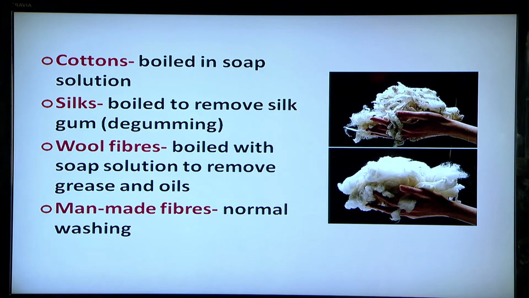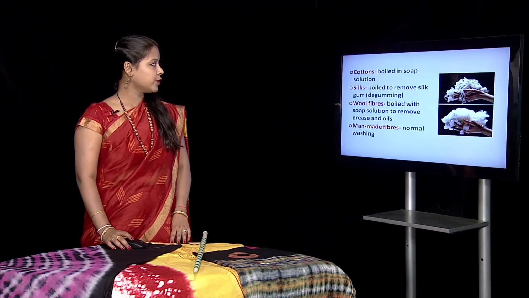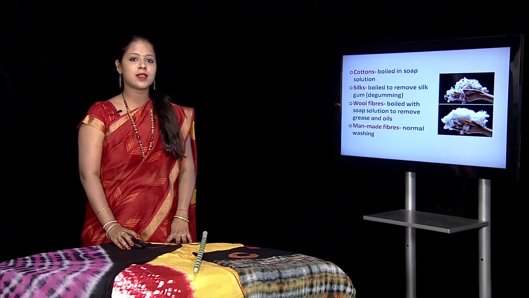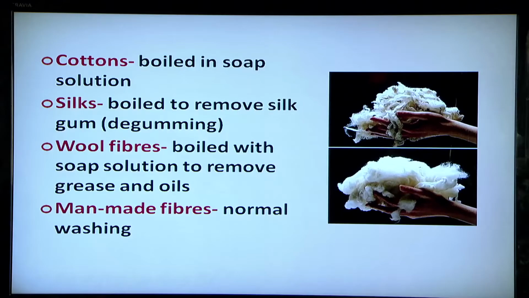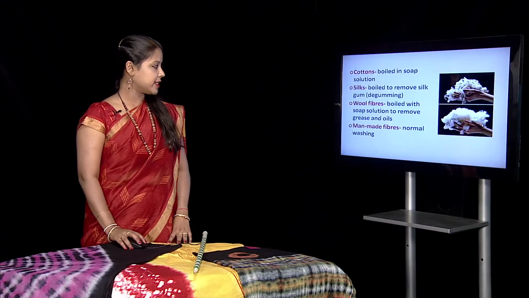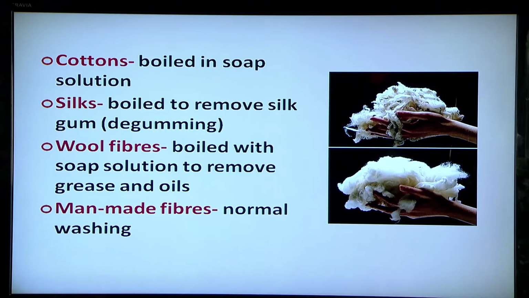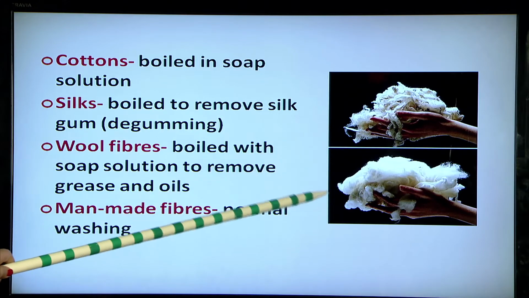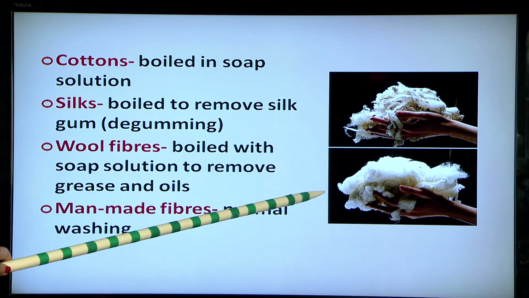Different fibres are given different scouring treatment. Cotton fibres are boiled in soap solution. Silk fibres are boiled to remove the silk gum, which is called as sericin, and this process is called as the degumming. Wool fibres are boiled in soap solution to remove grease and oils, whereas man-made fibres are given normal washing. As you see, this is the unscoured fabric and this is the clean fabric produced after scouring.